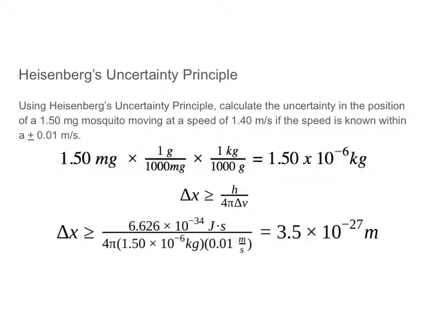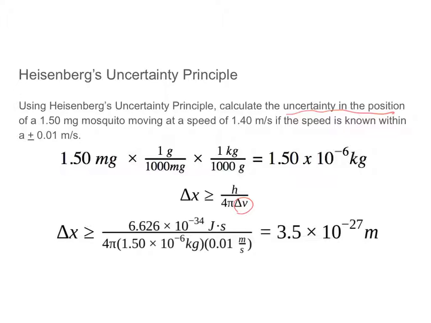I'm then going to be solving for change of position in this particular problem, calculate the uncertainty of the position, so change of position. So I'm going to take Planck's constant divided by 4 pi, divided by the mass. And in this case, I know the speed, but we're talking about change in speed, right? So if the speed is 1.4 meters per second, right, and that's what change in velocity is, right?